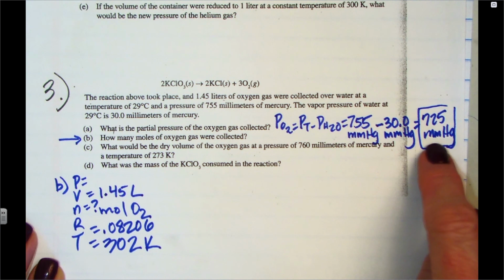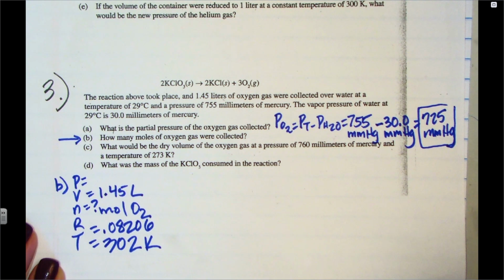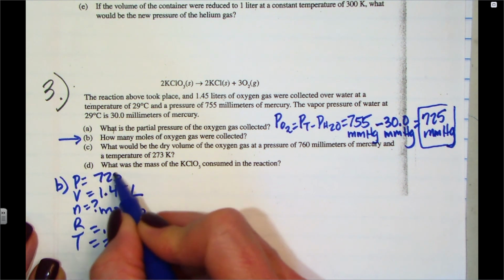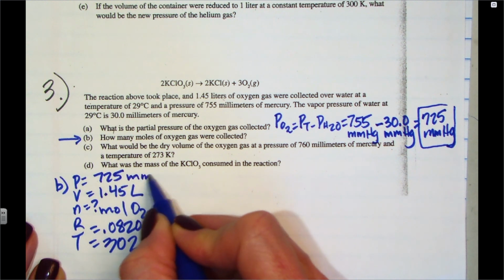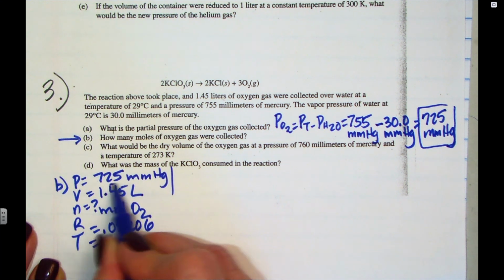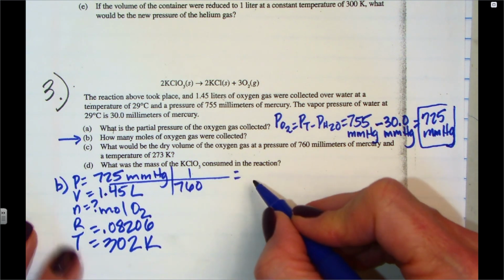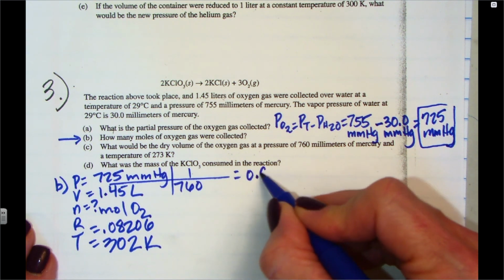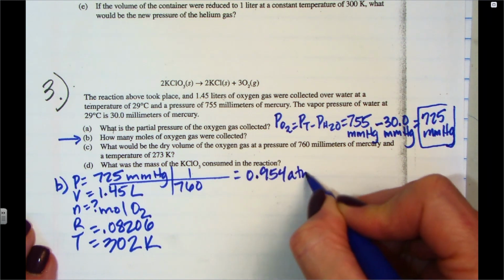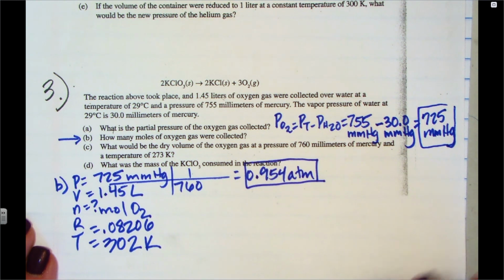And the pressure, now we do have to convert that to atmospheres, right? So we're going to say 725 millimeters of mercury divided by 760 to get it to atmospheres, and that needs to be to 3 sig figs, so 0.954 atmospheres. That's what you get for that one.